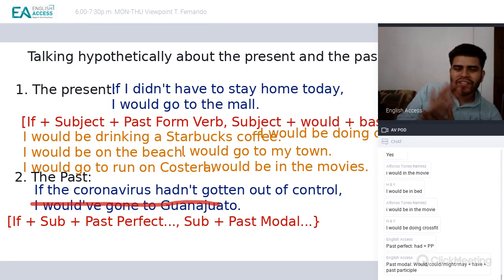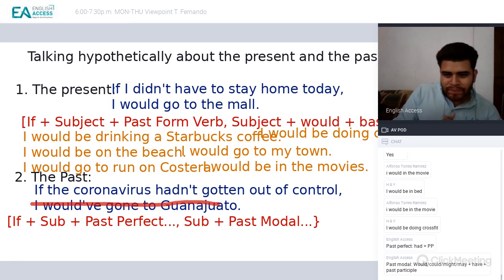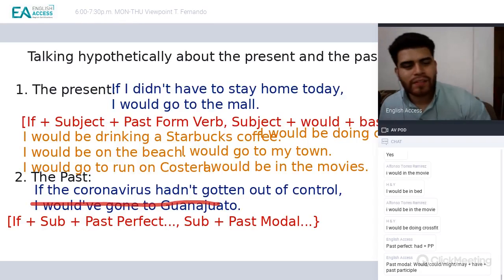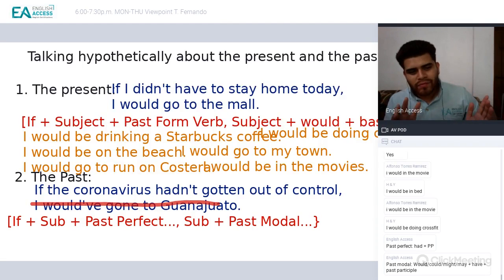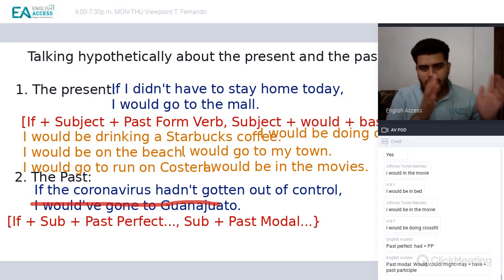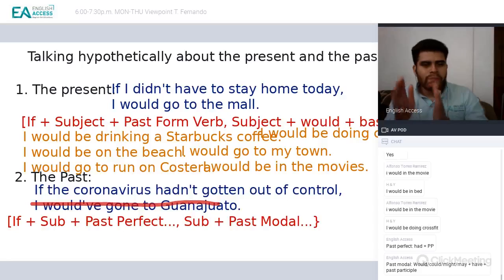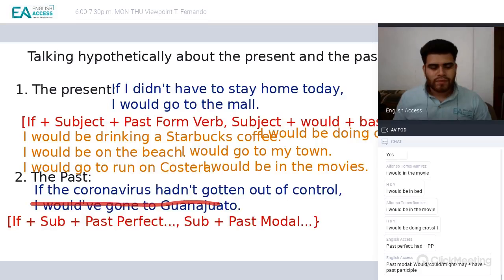All right. Can you tell me what things did this coronavirus mess up for you? Remember, I, modal, have, past participle. I, modal, have, past participle. Tongue twister.